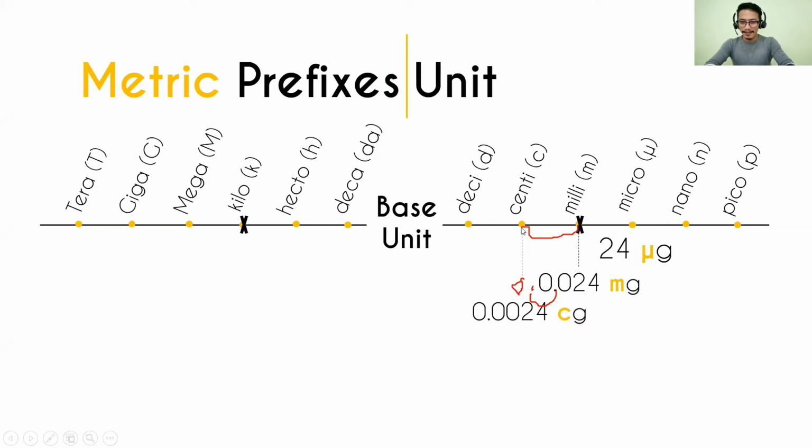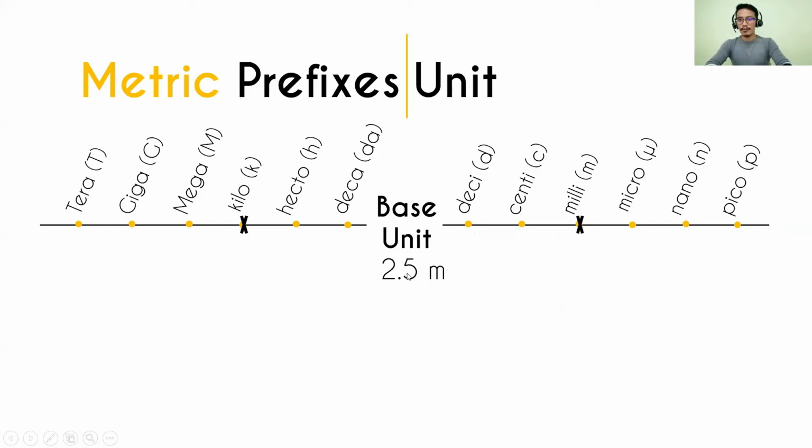Another one. Centi to deci. How many movements? 1. So 1. Yan. Okay? That's it.